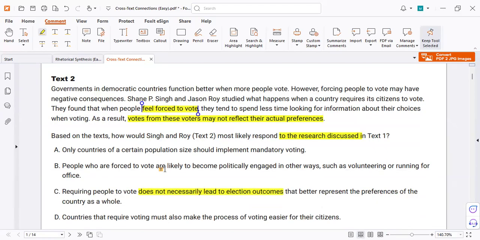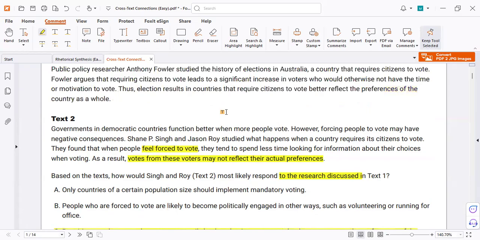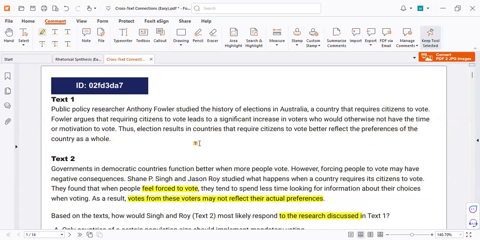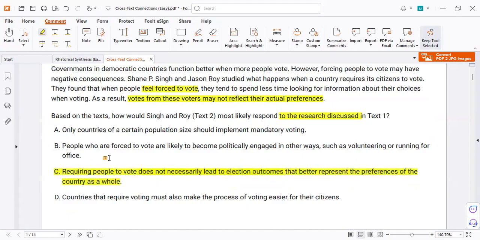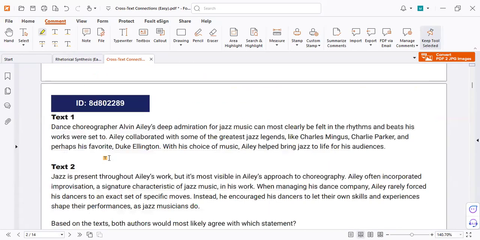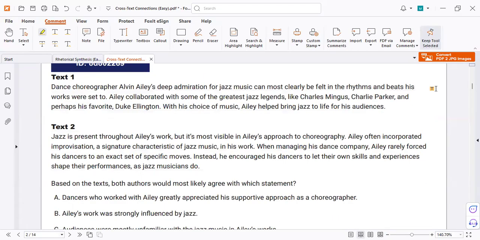See? So this means what is explained in text 2 about the research in number one. He said here that countries that require citizens to vote reflect the preferences. Text number 2 says it's wrong, they may not reflect. So text 2 disagrees with text 1. That's it. Come on, you will adapt. Okay, try.